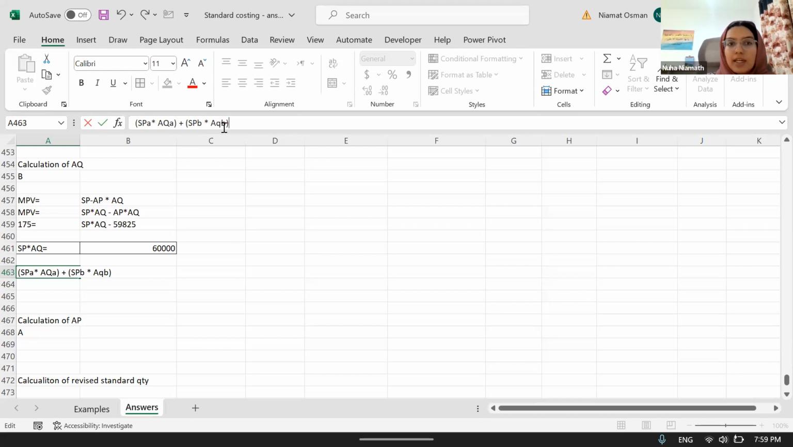Is everybody understanding what SP into AQ is? Because this SP into AQ is for the total. But in that we have two materials. So SPA into AQA plus SPB into AQB is the total SP into AQ. Everybody?